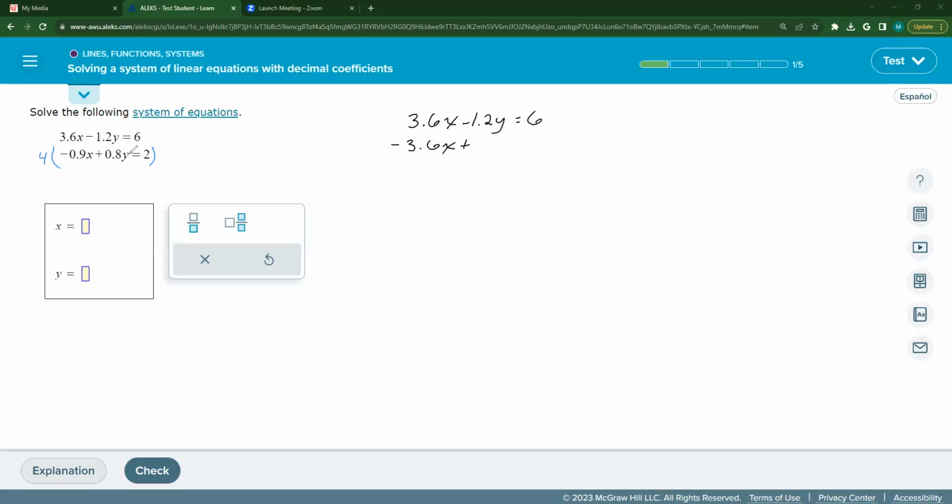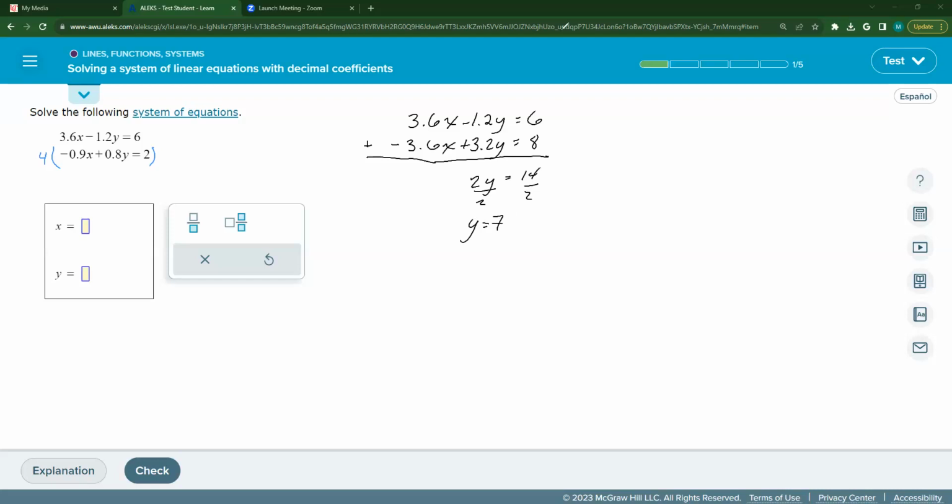Plus 4 times 0.8 is 4 times 8 is 32, and I need one decimal, so this is going to be 3.2y equals, do not forget the last side, 4 times 2 is 8. And then I'm going to combine down. These two cancel out because I'm adding down. These are opposite signs, so negative 1.2 and 3.2. If I subtract it, I have 2y equals, adding these two together, I have 14 divided by 2. I have y equals 7.